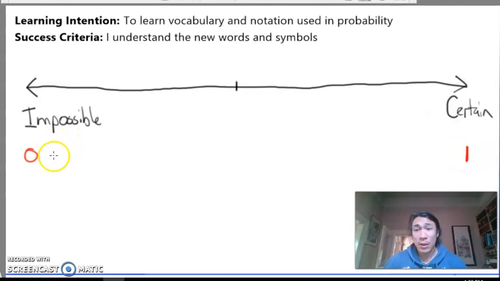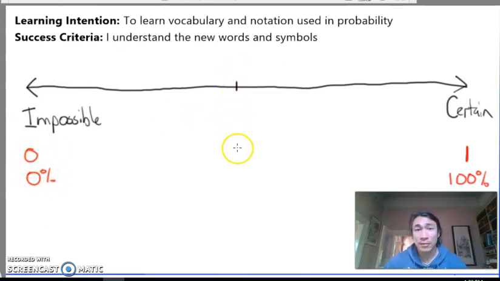We've learned about this in the past, you can use fractions, decimals, or percentages. So if something is impossible, it is 0. If something is certain, we use the number 1. We may also use 100%. If something is certain to happen, it is 100% going to happen. If something is impossible to happen, it is 0% going to happen. So you could leave it as 0, you could call it 0%, they mean the same thing.